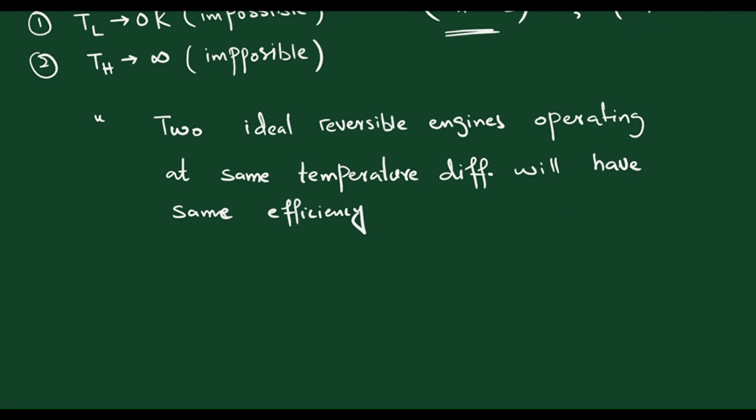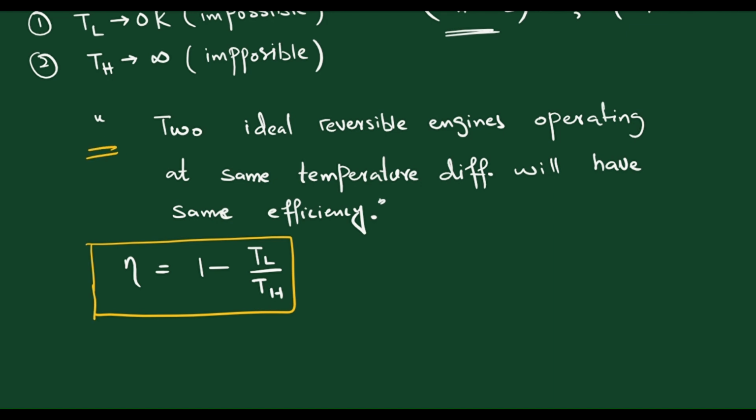If we have two reversible engines operating at the same temperature difference, that is, T1 and T2 are the same, then their efficiency will be the same. As the efficiency only depends upon the temperatures TL and TH, not the substance which is operating in the system. This statement is called Carnot's theorem.